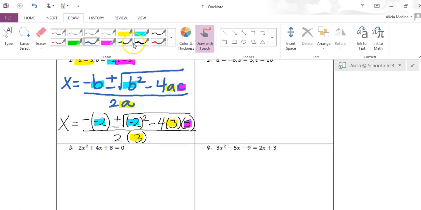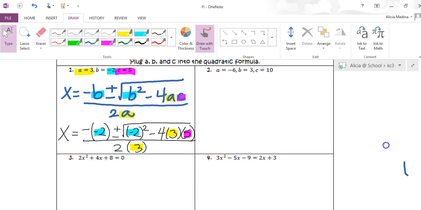Alright, so looking at number 2, I have A equaling a -6, B equaling a +3, and C equals 10. So just like we were doing above, we have to substitute everything in. So I already have the quadratic equation there on the first example, so I'm not going to rewrite it. If you feel like you need to, you may. Alright, I'm going to start substituting.